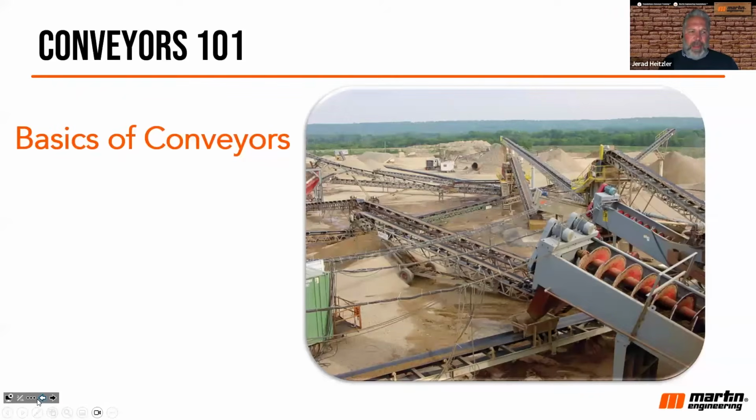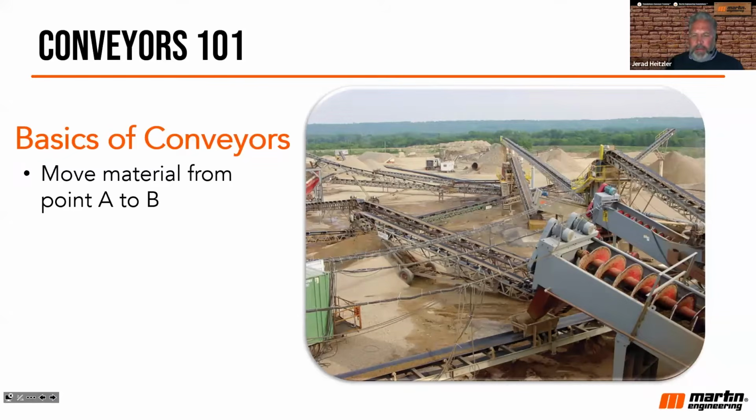We're going to talk about some of the basics of conveyors. We're going to talk about some of the problems of conveyors. And we're going to talk a lot about some of the really important componentry of conveyor belts. The basics of conveyors are simple as this. Conveyor belts are intended to move material in a bulk handling facility from point A to point B. It's intended to move that material from this location to that location.